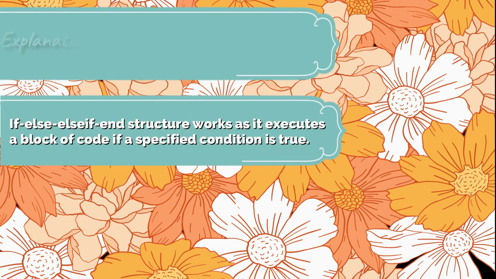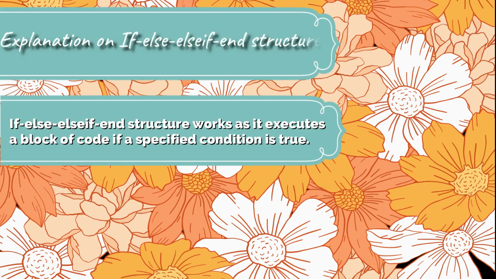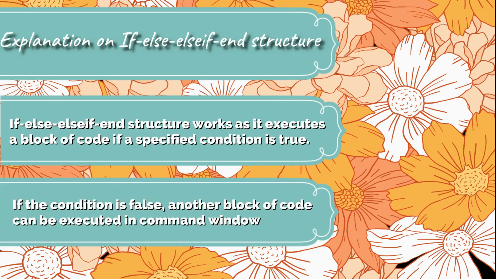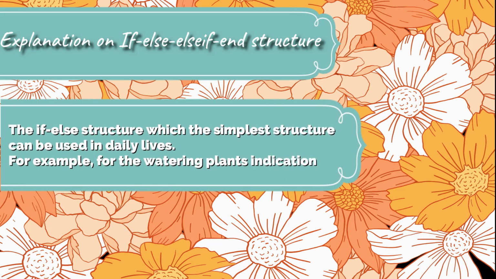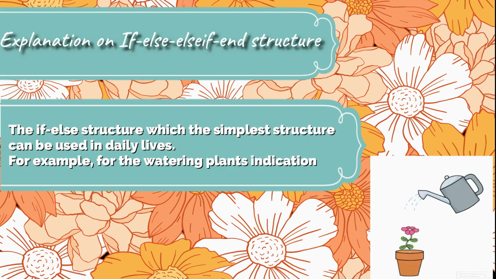If, else, and structure works as it executes a block of code if a specified condition is true. If the condition is false, another block of code can be executed in the command window. The if-else structure, which is the simplest structure, can be used in daily life, for example, for the watering plants indication, which will be shown in Octave.